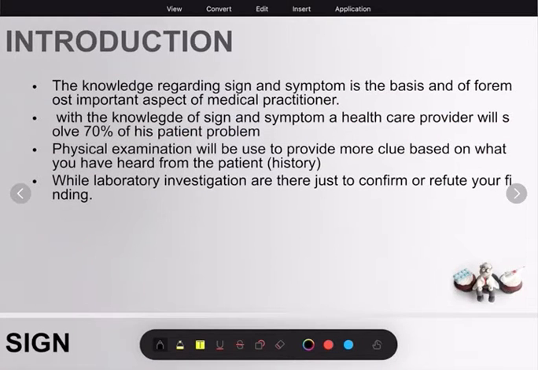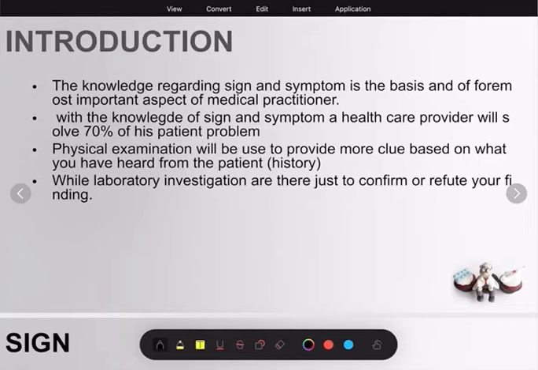Introduction. The knowledge regarding signs and symptoms is the basis and one of the foremost important aspects of a medical practitioner. Every medical practitioner must have knowledge about signs and symptoms. With the knowledge of signs and symptoms, a healthcare provider will solve 70% of his patient's problems. Physical examination will be used to provide more clues based on what we have heard from the patient history, while laboratory diagnosis is there just to confirm or refute your findings.